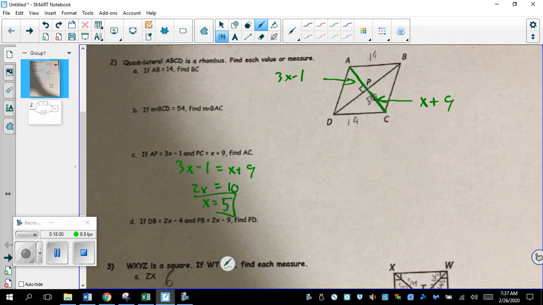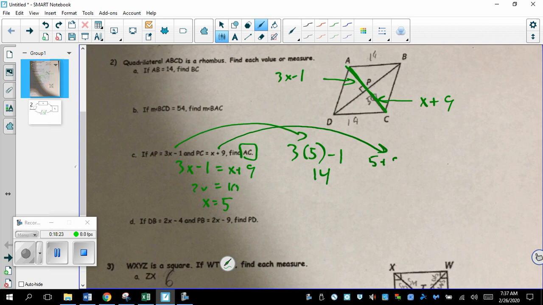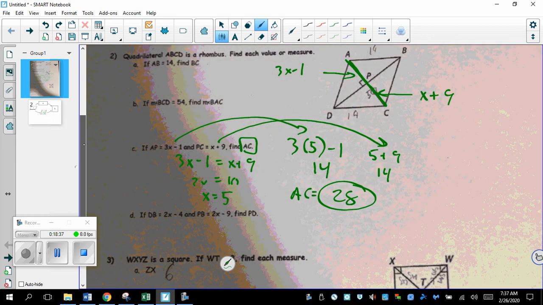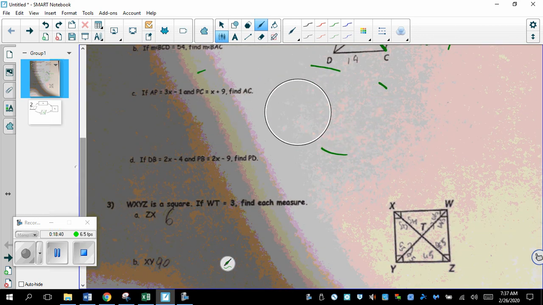Again, that is not your answer, okay? So be careful. What we need to do is plug that back in. They want to know AC, which is the whole thing. So pick one to plug it back into. Let's say 3 times 5 minus 1. Do that, and that will be 14. If I plug it in here, 5 plus 9, that's also 14. So it doesn't matter which one you do. The big thing you need to know is that AC is going to be 28. It's going to be the whole thing. So again, make sure you're answering the question that they're asking, okay? All right, moving on, because we're going on 20 minutes here. 2x minus 4 dB.